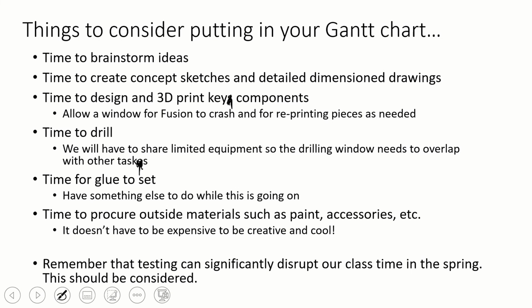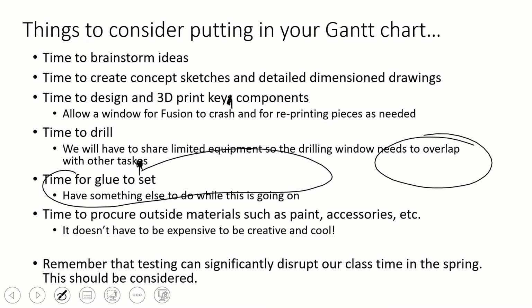Time for the glue to set. So the glue, we're going to get better glue than we had last year. Last year we did not have the right glue, and that caused some issues. So we'll make sure we have the right kind of wood glue that'll set faster. But you aren't going to glue your stuff together and then immediately be able to do stuff with it. So you need to have something else going on, okay? And that's that overlapping with other tasks.